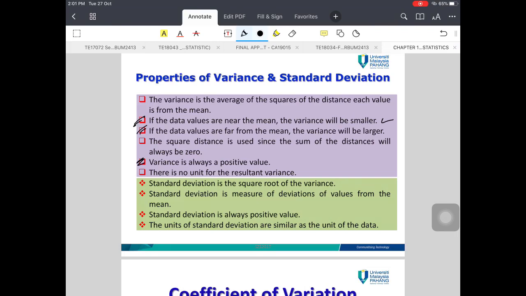And then the thing that you need to take note of here is there is no unit for the result of variance. Okay, for standard deviation, it is the square root of the variance. So you get your variance and then you square root that value, so you're going to get the standard deviation. It is a measure of deviation of values from the mean. Okay, the standard deviation is always a positive value as well. Okay, the unit of standard deviation is the same as the unit of the original data. So here, standard deviation, we do have a unit from the original data that we use, not for variance. You have to take note of that.